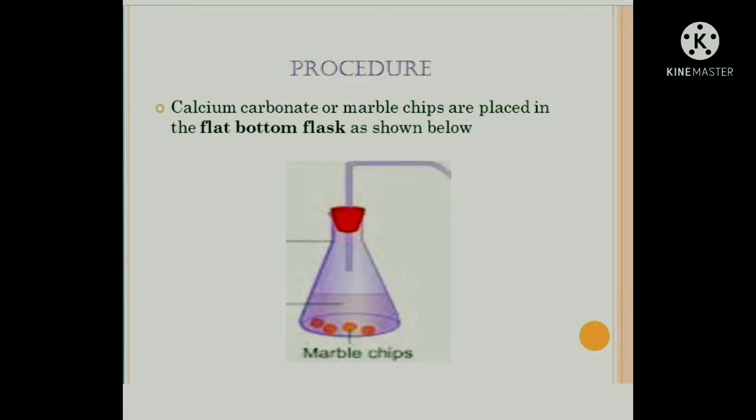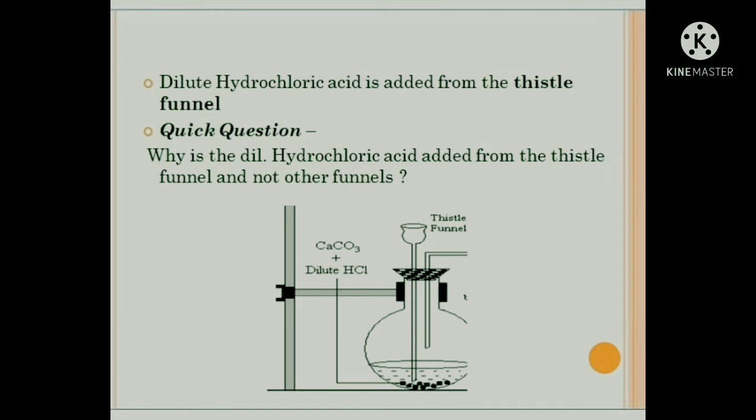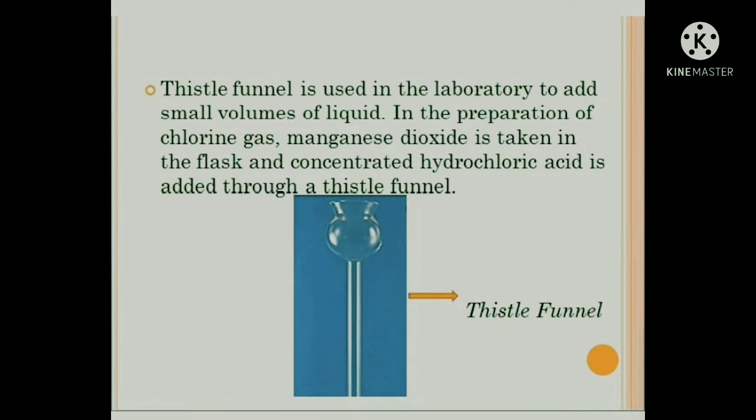Now I am going to tell you about the procedure. First step is that calcium carbonate or marble chips are placed in the flat bottom flask as shown in the picture. Now the second one is that dilute hydrochloric acid is added from the thistle funnel. Now a quick question. Why is the dilute hydrochloric acid added from the thistle funnel and not any other funnels? Well, the answer for that is the thistle funnel is used in the laboratory to add small volumes of liquid. And in the preparation of chlorine gas, manganese dioxide is taken in the flask and concentrated hydrochloric acid is added through a thistle funnel. You can see a picture of the thistle funnel.